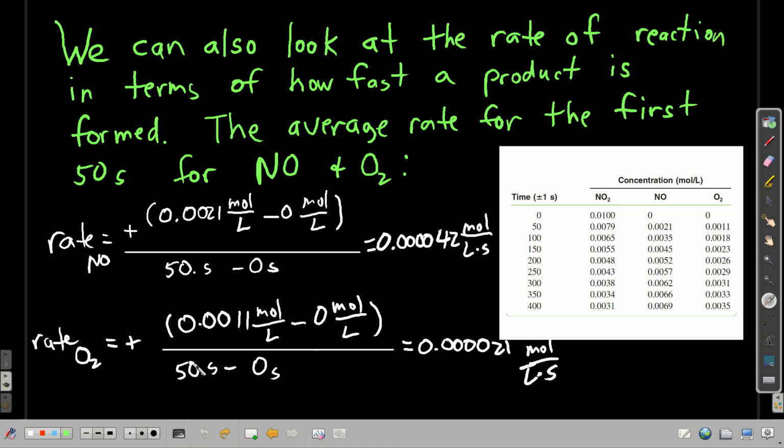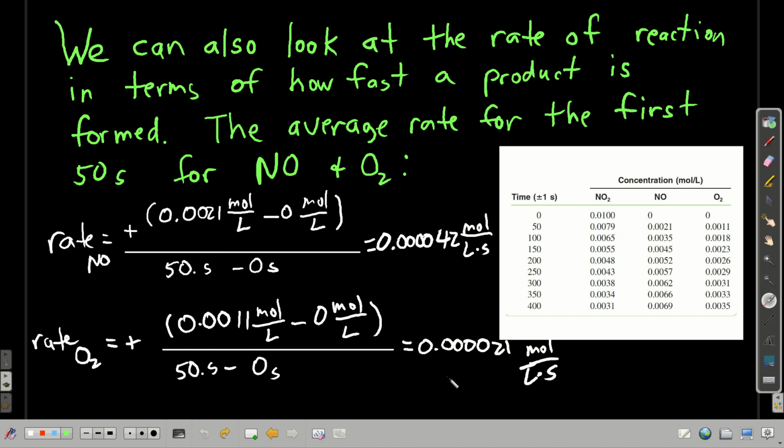Same rate. But look at oxygen, right? Now if we put those numbers that we have here, we get a number 2.1 times 10 to the minus fifth moles per liter per second. That's half the rate of the appearance of nitrogen monoxide and half the rate of the disappearance of nitrogen dioxide.